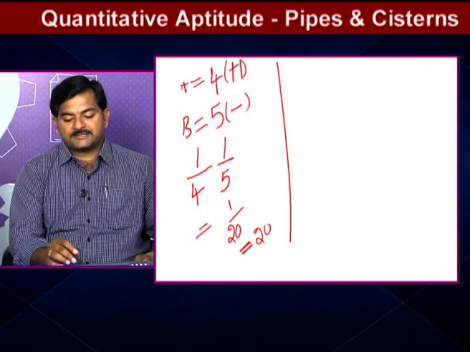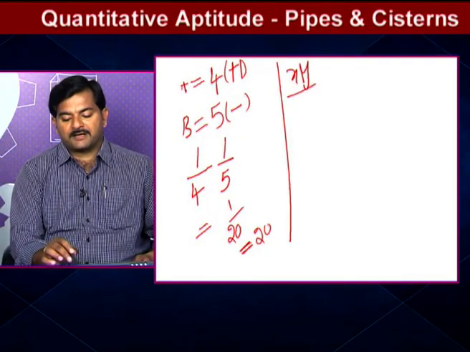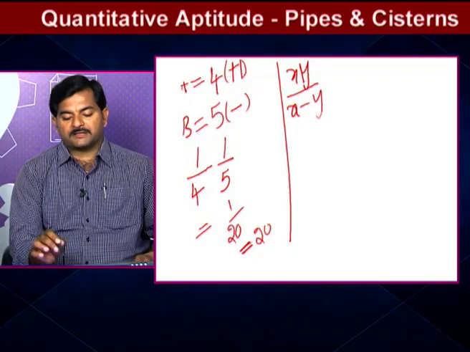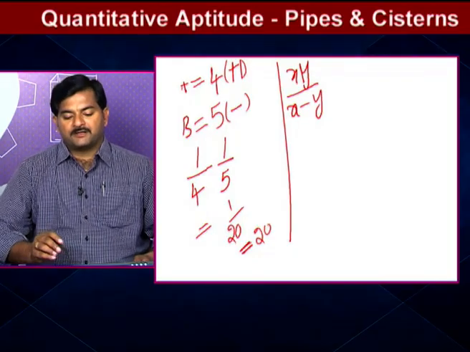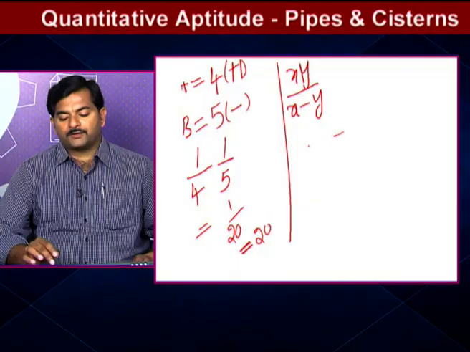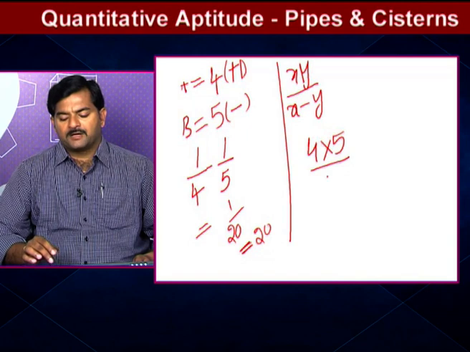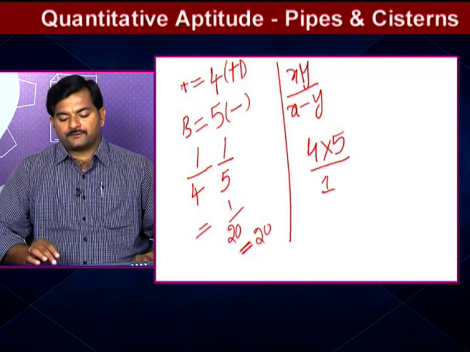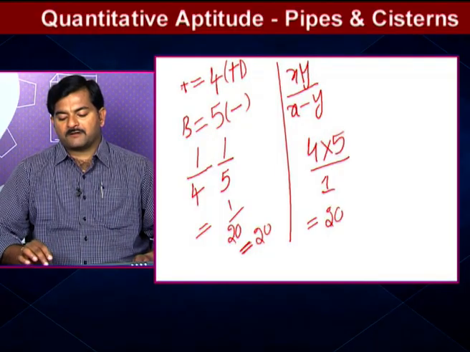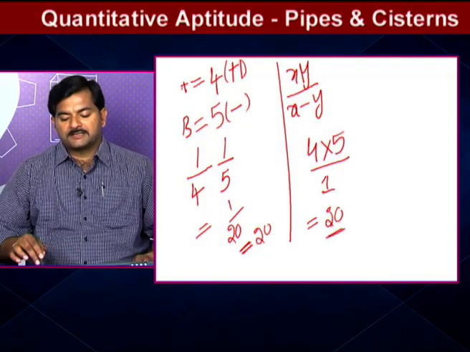The next way is the xy by x minus y method. Where x equals, see here, big value minus small value difference, you need not worry about plus or minus. So 4 into 5 by 4 minus 5, or 5 minus 4, however, how much am I getting? 1. So 4 into 5, 20 hours. Okay, that is the second type.